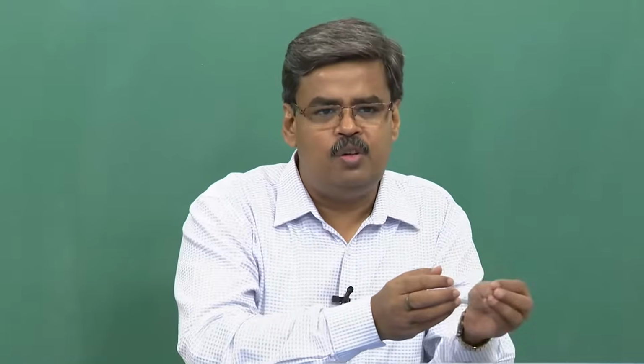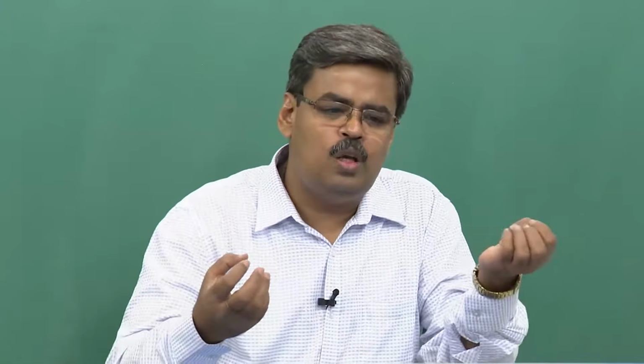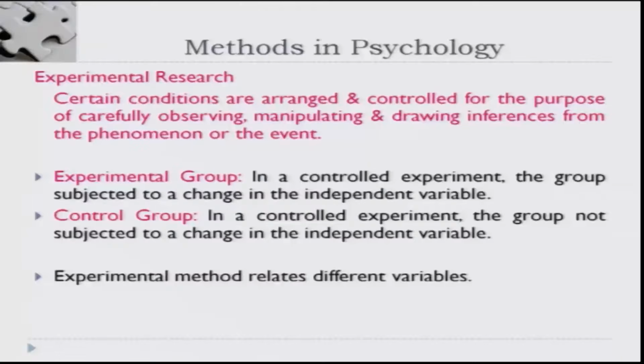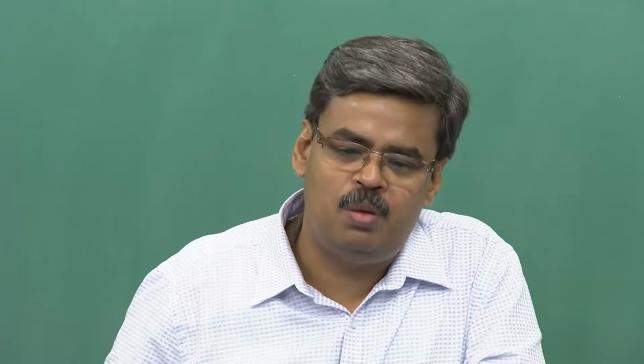So, the effect of this variable on that variable, this is what is done in experimental research. And when you have two groups, one group which is exposed to changes in the independent variable is called the experimental group. The other group where the independent variable does not undergo any change is called the control group. And what you see is basically the difference in the performance of the experimental and the control group. So, this is what is done in experimental research.